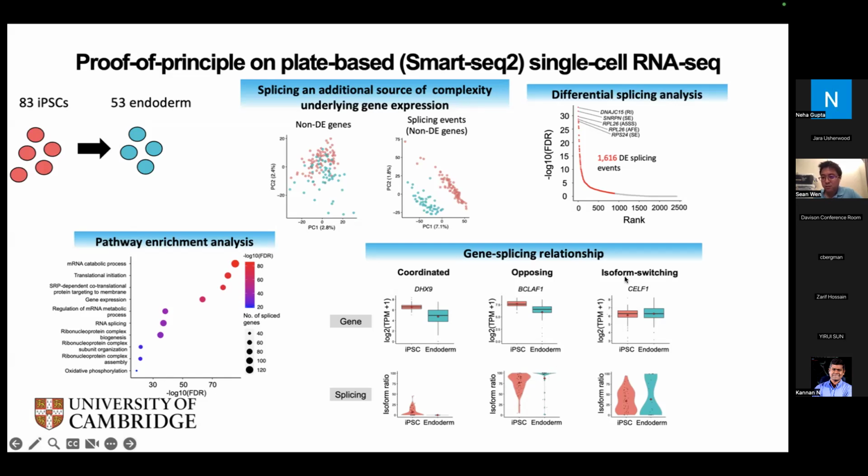And finally, for isoform switching, we see that for the CLAF1 gene, its gene expression is not differentially expressed between the two cell types, but if we look at its splicing pattern, you will see that it's quite different between the two cell types. So all this just suggests that there are certain genes that you can detect using gene expression analysis, but there are certain isoforms that are differentially spliced that cannot be detected at the gene level.